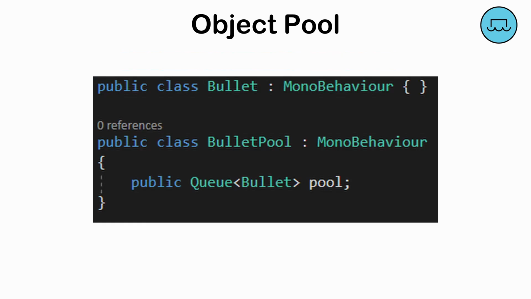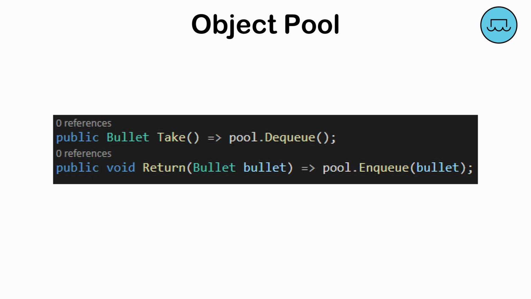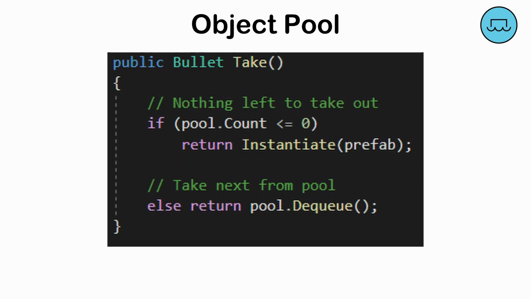Start by creating a pool. Usually a list or queue works best. Fill it with a number of objects to start. When an object is needed, take one from the pool. When it's no longer in use, return it to the pool for reuse. If the demand exceeds what's available in the pool, then and only then create more.